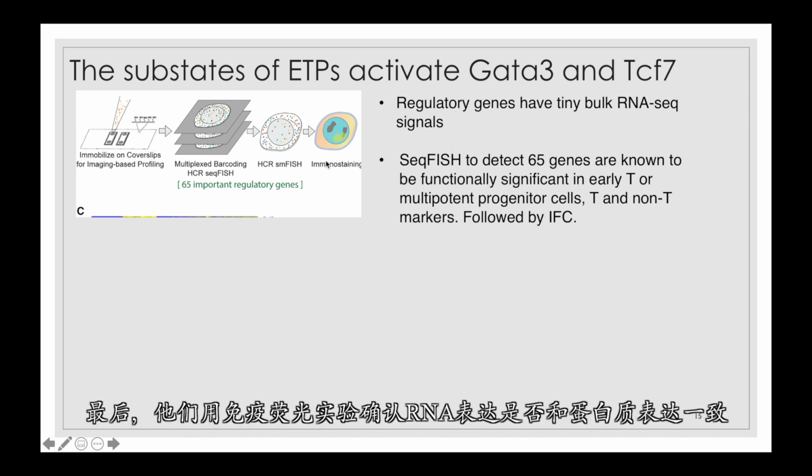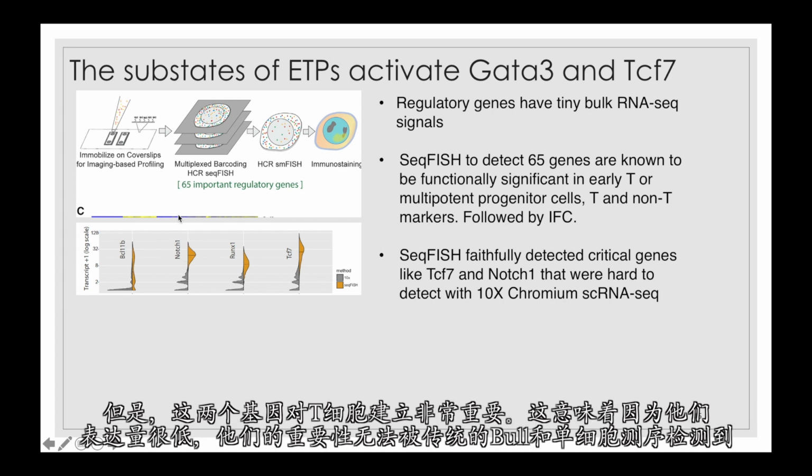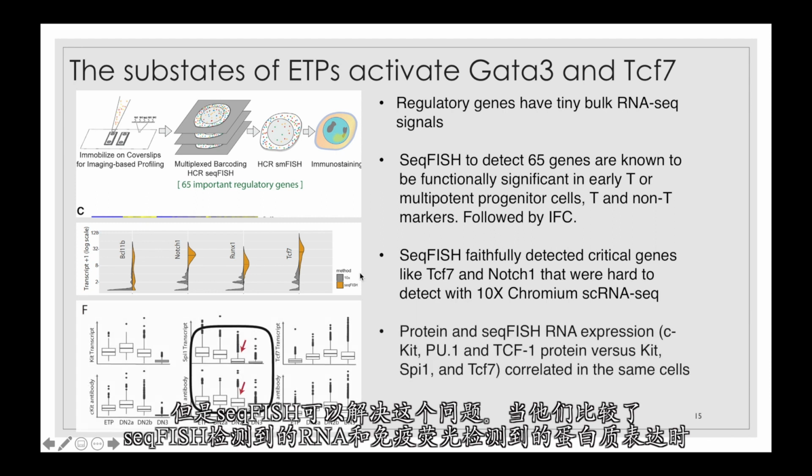After that, they use immunostaining to confirm the RNA expression is consistent with the protein expression. They compare these two different single-cell RNA sequencing methods, and they find only seqFISH can detect low copy number RNAs, such as Notch1 and TCF7. These two markers are very important for T cell lineage establishment and maturation. So even though these transcription factors are very important, given their low copy number in the cells, they are very hard to detect by classical RNA sequencing or single-cell sequencing technology. But seqFISH can solve this problem.